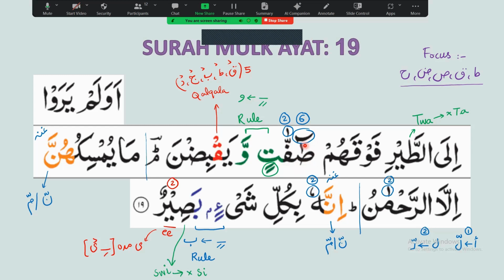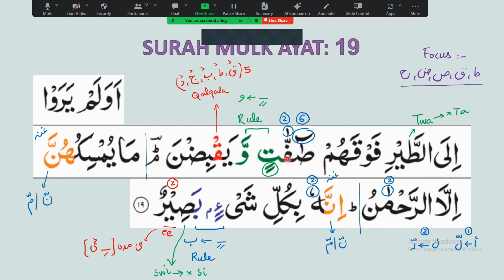Fatin. The next letter is the simple letter fa here, just like fa before. And we raise the sound for two counts again because of this straight slanting line above the letter fa, which is equivalent to the alif madda that we do, right? For two counts. And we say fatin.